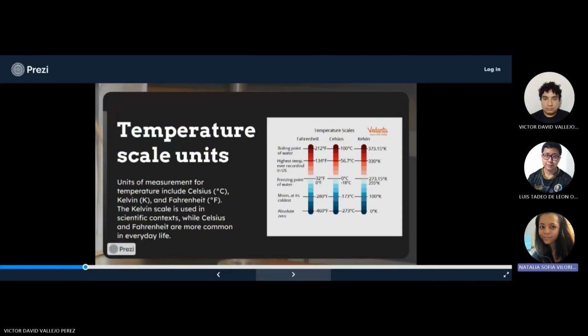Finally, we have Kelvin, an absolute temperature scale where absolute zero is 0 Kelvin, or minus 273.15 degrees Celsius. This is useful in science because it doesn't have negative numbers that mess up calculations. The conversion from Celsius to Kelvin is Celsius degrees plus 273.15.